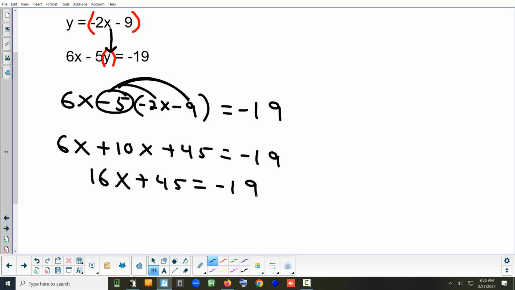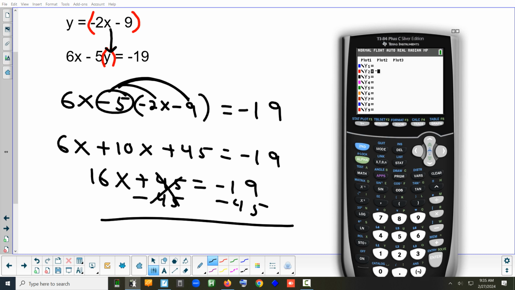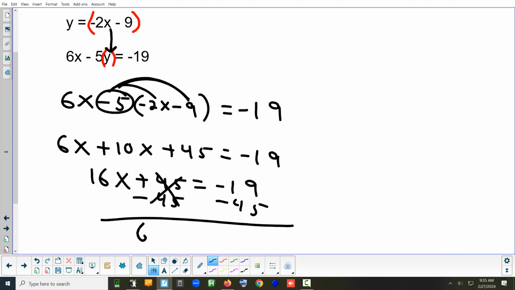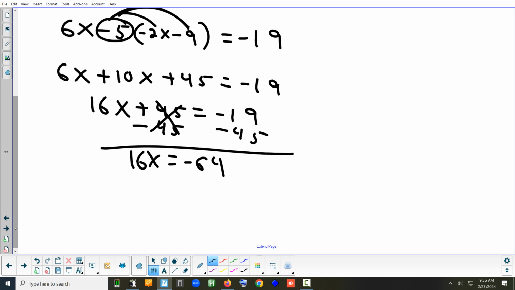Now we have to start moving things from side to side. Is there any adding or subtracting? Subtract 45. Yep. We're going to subtract 45 on both sides. That would be negative 64. Yep. If you're not sure, you just use your calculator. Plug it in. Negative 19 minus 45 is negative 64. And I'm done with adding and subtracting.